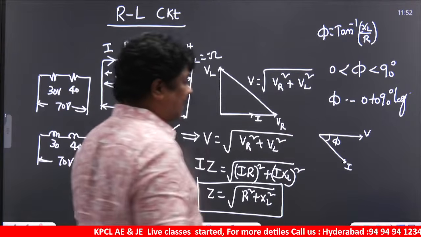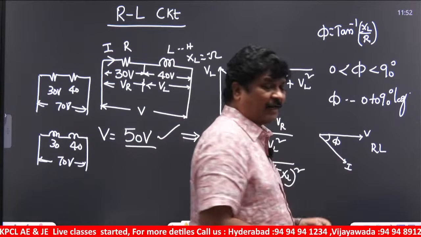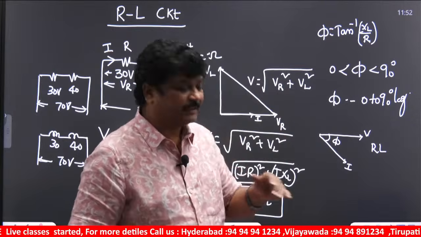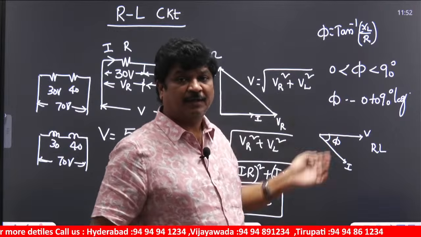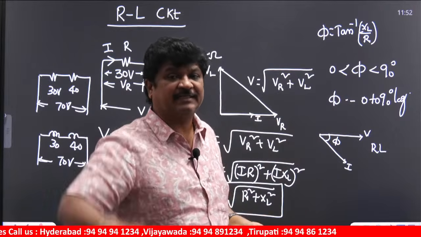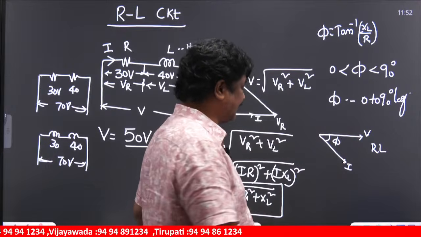The nature of the element present here is RL. First of all, where is the current? Current is lagging by some angle with respect to voltage. But this is not 90 degrees. That's why it is RL. Less than 90 degrees.